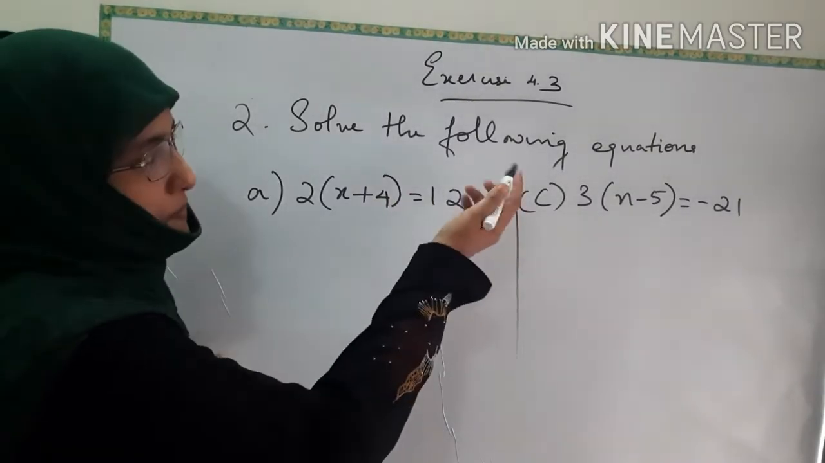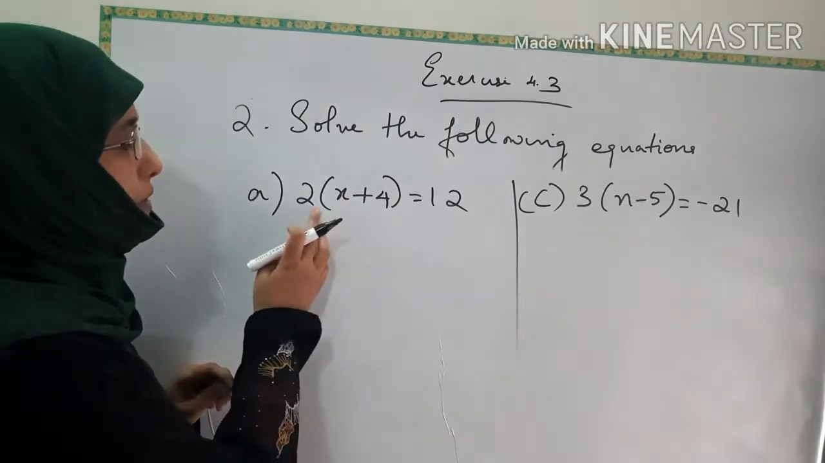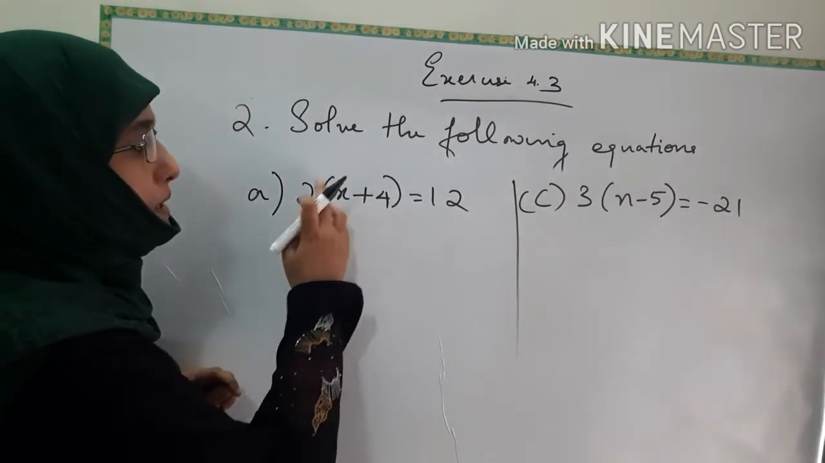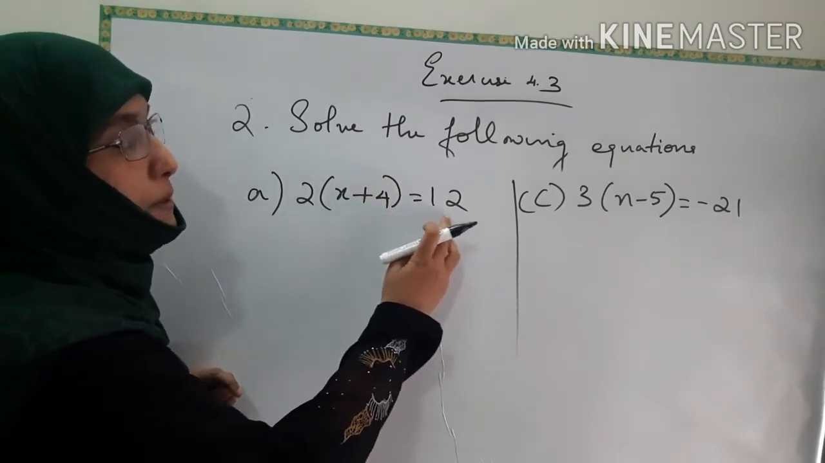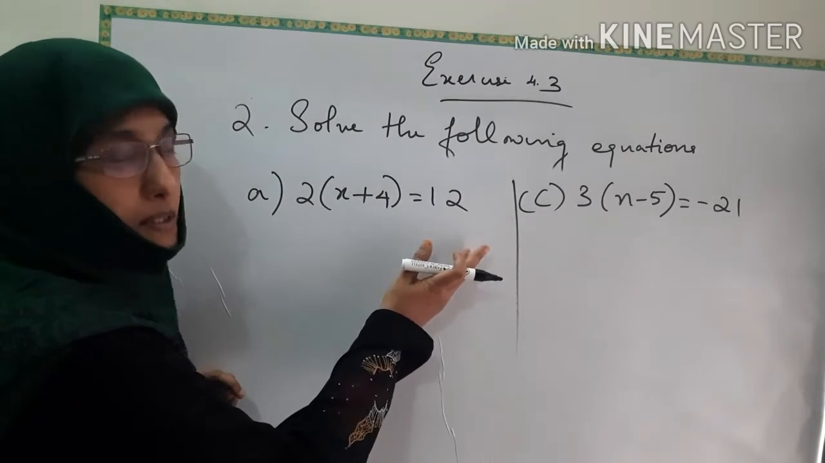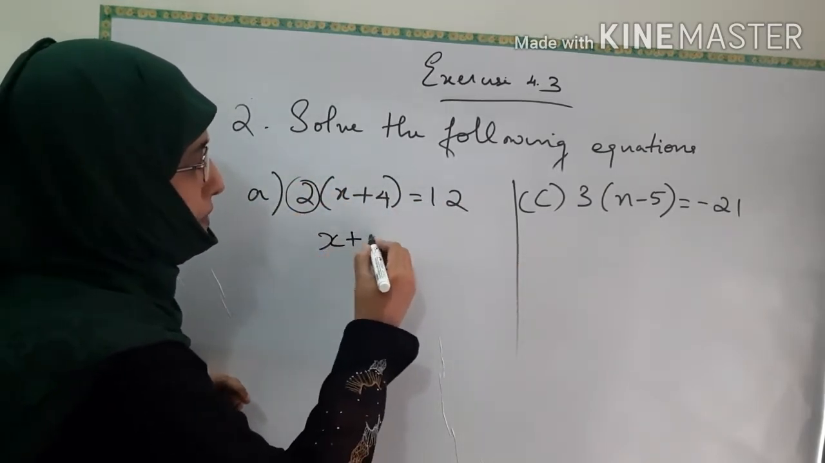Second question, also the same: solve the following equations. But the equation is of a different form. See the first one: 2 into x plus 4 equal to 12. 2 into, in the bracket it is given, x plus 4 equal to 12. So one by one you have to take to the other side. First you can take this 2 to the other side. So x plus 4 will be there.